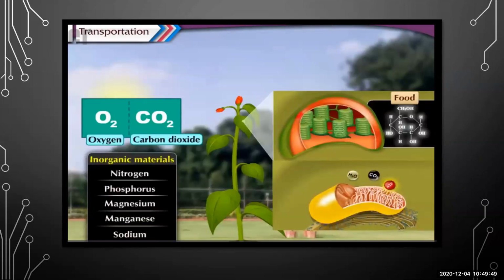Now this is our part. Like we are eating fruits and vegetables, then we are getting the nutrients. Now from where do the plants get the nutrients? Plants also need minerals. Besides carbon dioxide and oxygen, plants also require inorganic material for food synthesis and the proper functioning of their life processes.